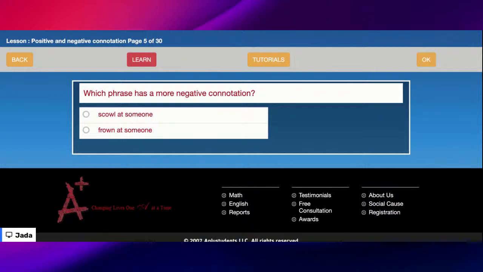Okay. More negative: scowl at someone or frown at someone. Which is more negative? So what's the right answer here? You won. Yeah, good job, guys.